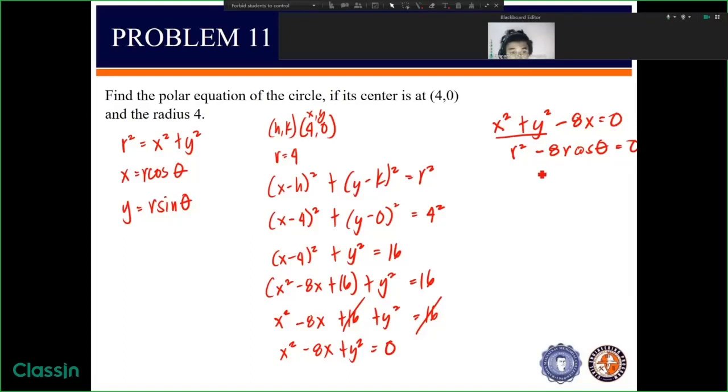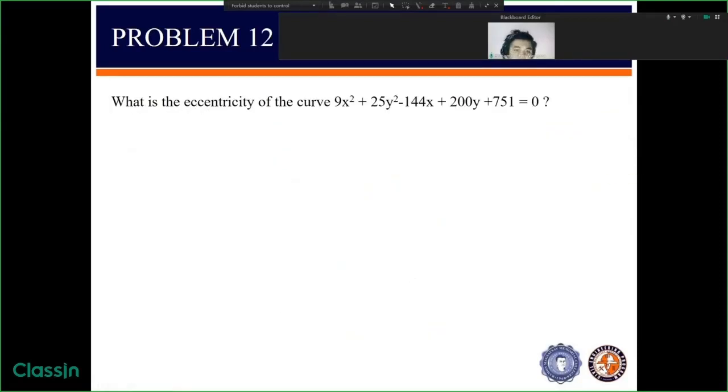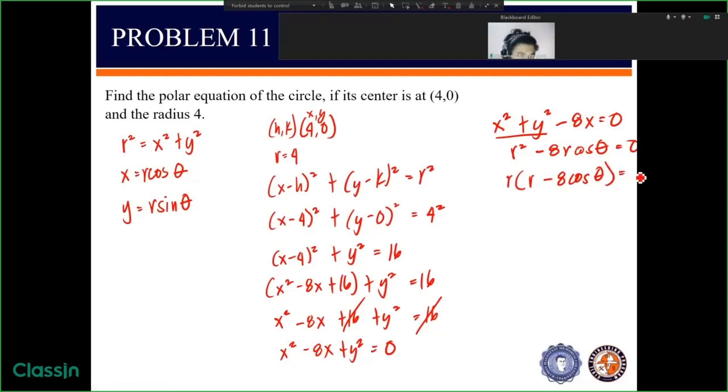Or you can simplify this further into a certain form, depending on the choices, if you have choices. You can actually factor out the r, so we have r times (r minus 8 cosine theta) equal to 0. It can be like this, so it depends. So this will be our answer for problem number 11. So let's go to the next problem.